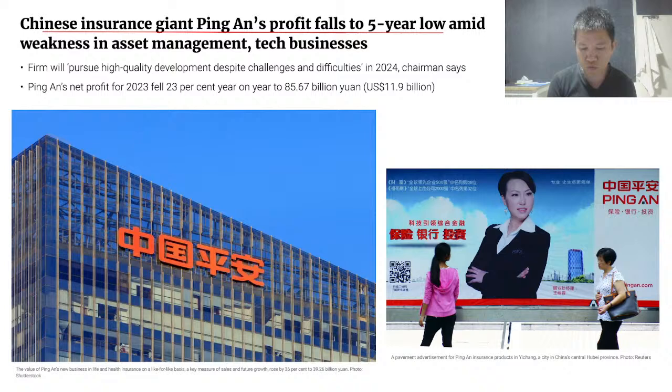MPEC suddenly spiraled down. I think it is because of their Japan exposure. The risk is that Japan might continue to raise rates, and that is negative to MPEC because they have 8% exposure to Japan.